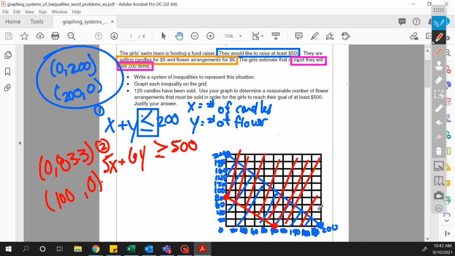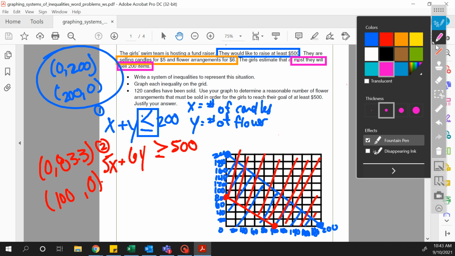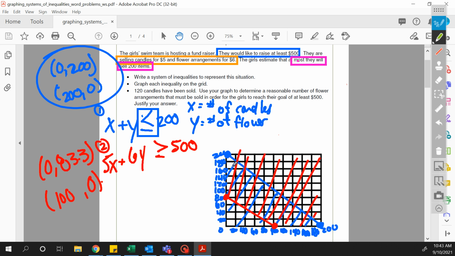However, what I'm looking for is where both of them are shaded, which I'm going to do in green. That's the solution to the system of inequalities, which is in between these two lines. That's our solution. Okay, so I don't really need this. This is not the solution area. I'll just erase it. And I don't need this either. That's not the solution area. The solution area that satisfies both of these inequalities is in between these two lines.